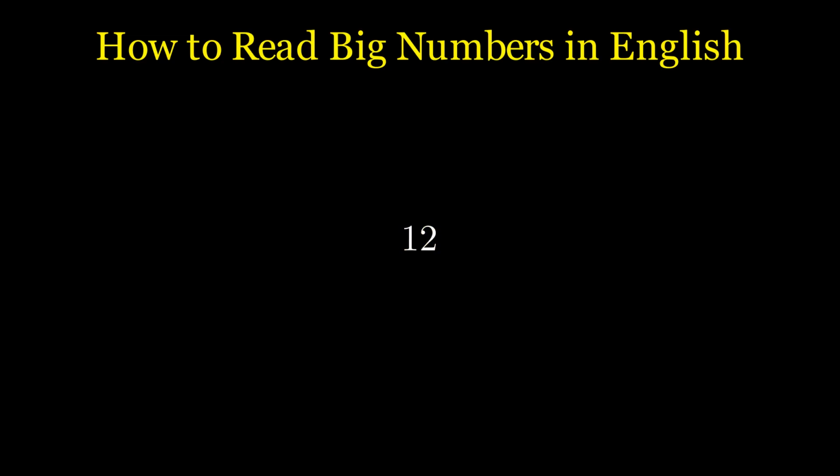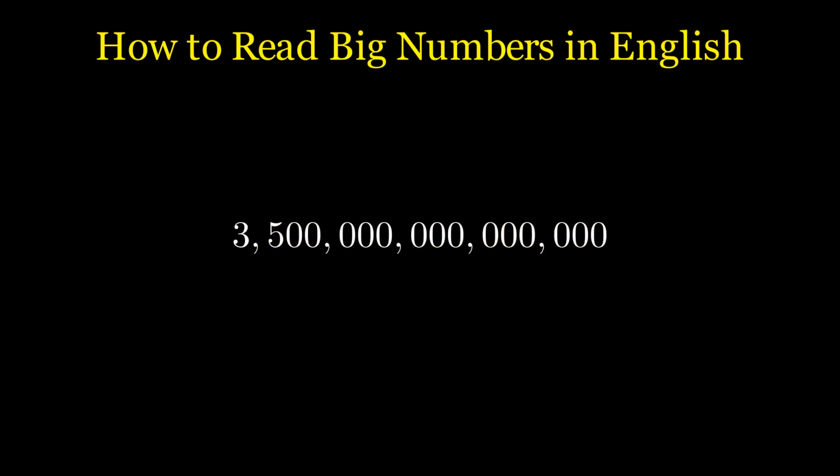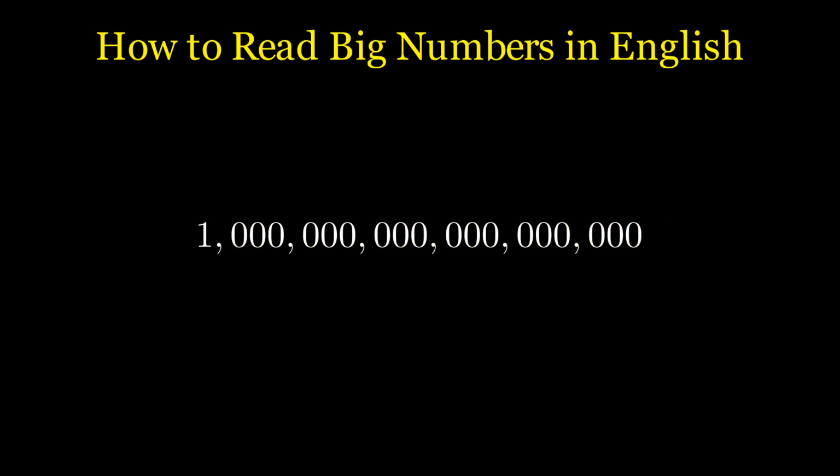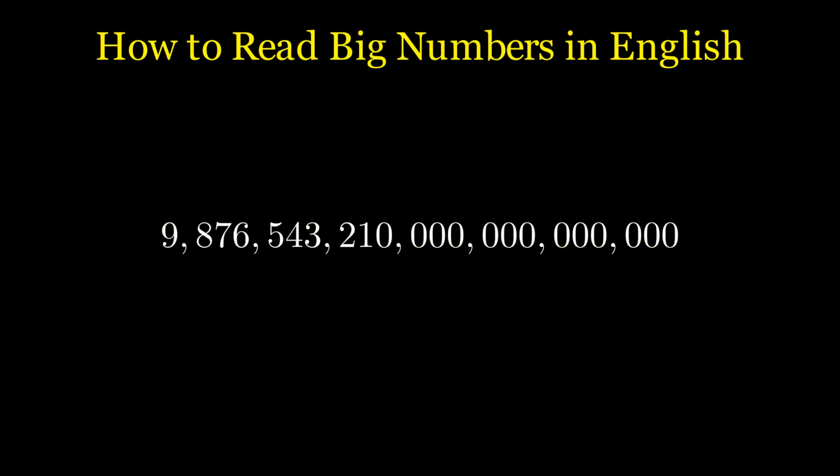Let's practice more. 1, 12, 105, 1,234, 12,345,678, 7 billion, 7 trillion, 3 quadrillion 500 trillion, 1 quintillion, 9 sextillion 876 quintillion 543 quadrillion 210 trillion.